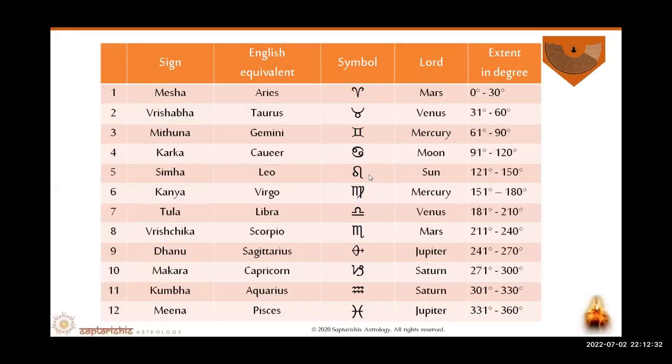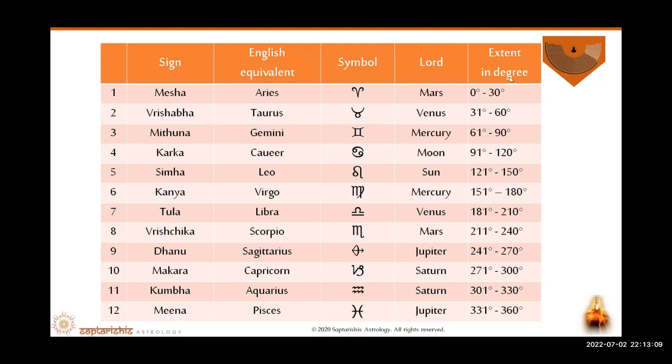Is this slide visible? This is a simple slide, and we should memorize this. 12 signs are mentioned in this slide, including both their English name and Sanskrit name. Mesha, Aries, the symbol is also given there. And the lord of Aries sign, or Mesha Rashi, is Mars.